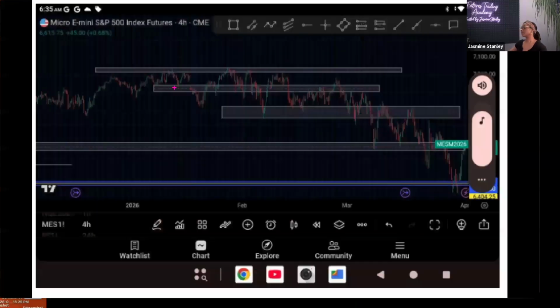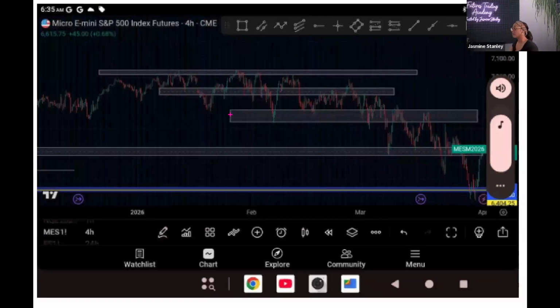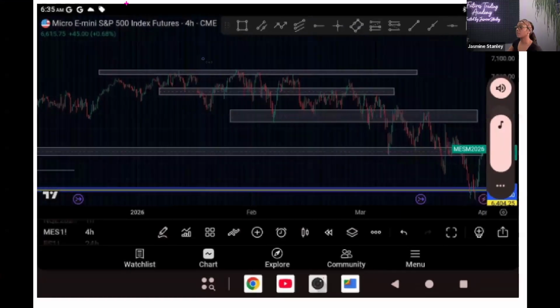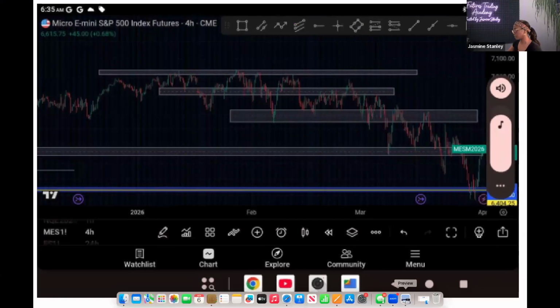Sorry, y'all, my desktop is controlling. Oh, it's kind of hard to see. Dang, it's hard to see. I'm going to stop. I'm going to exit out of here and go back to my thing.